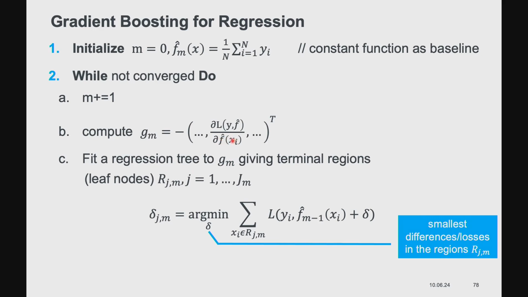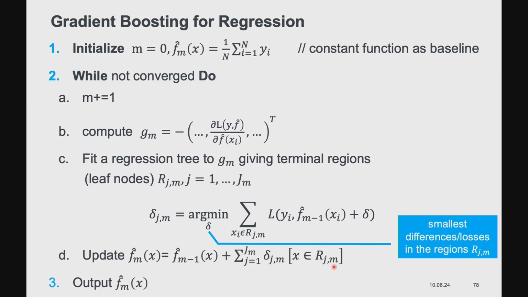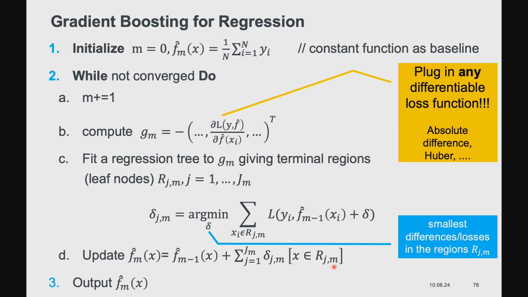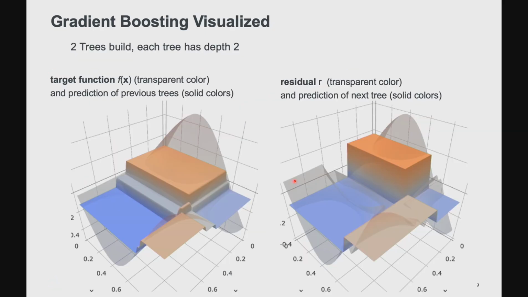And the way to do this then is that you define regions, you put these data points into regions, and you basically look for constant values to add to the current function if they are in such regions. And then the update is the previous stage plus region-based constant values in the case that the x is in such a region. How does this look like? And then you output the result. That's how it looks like.